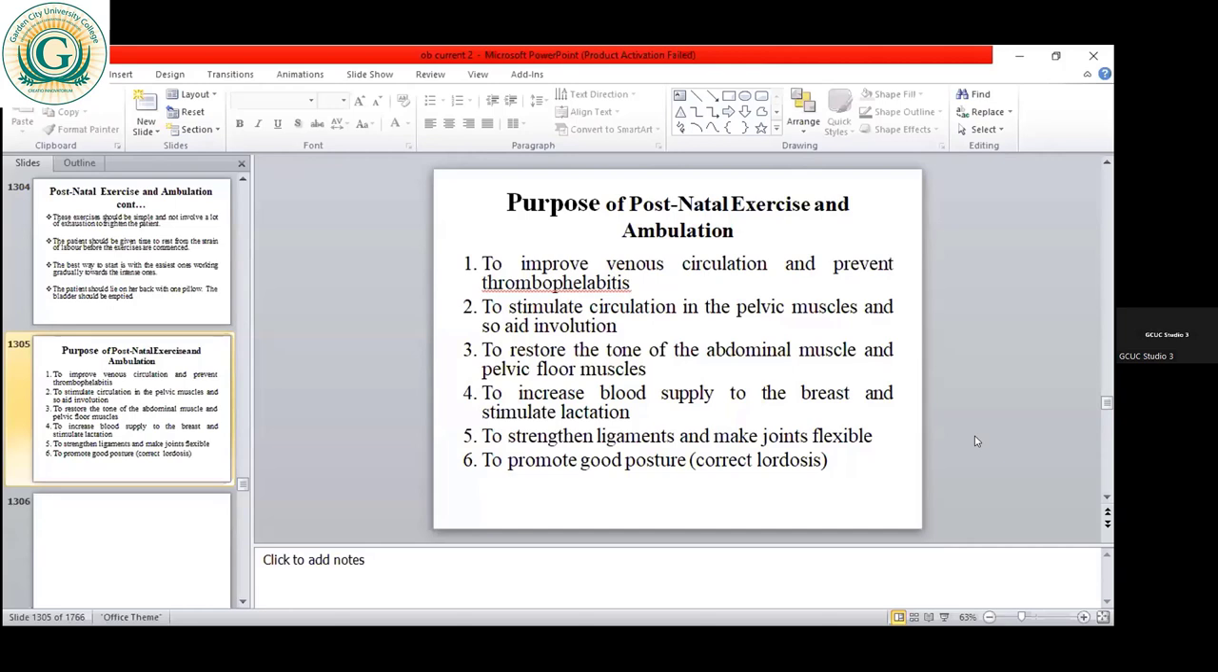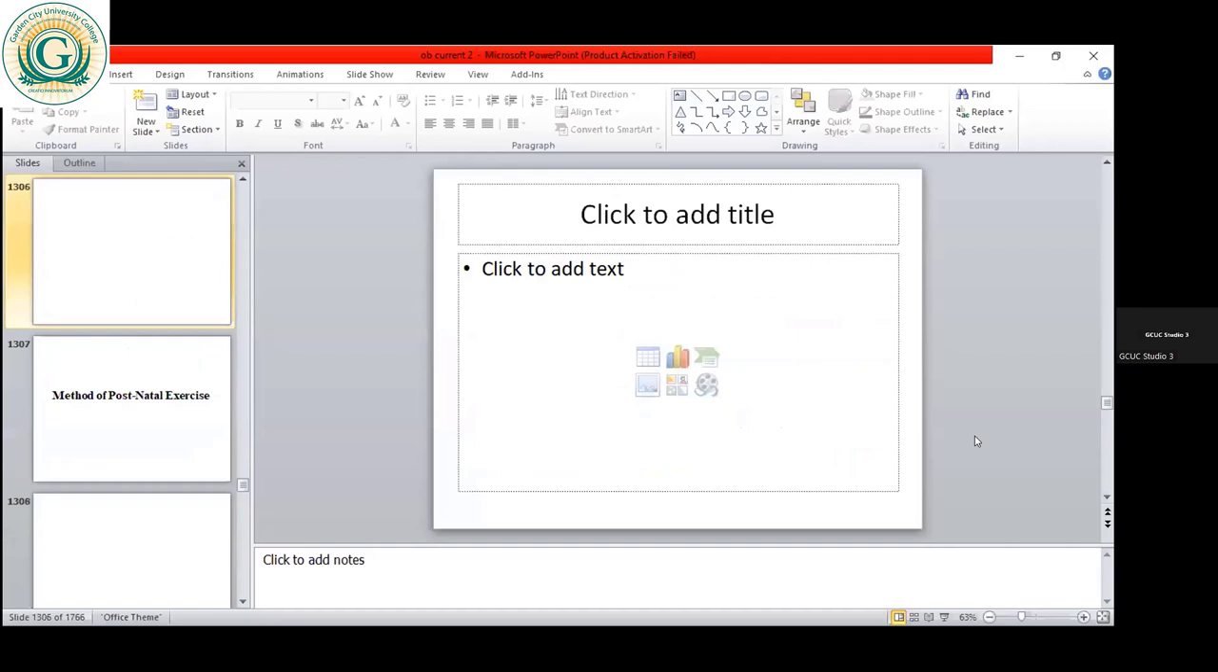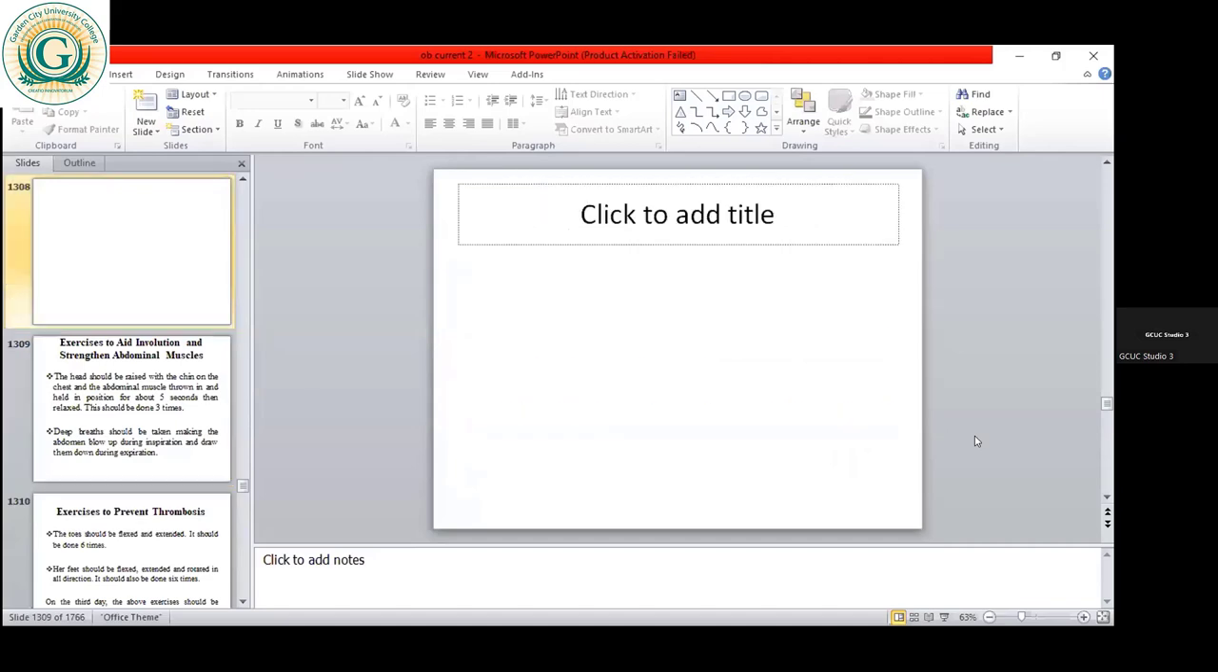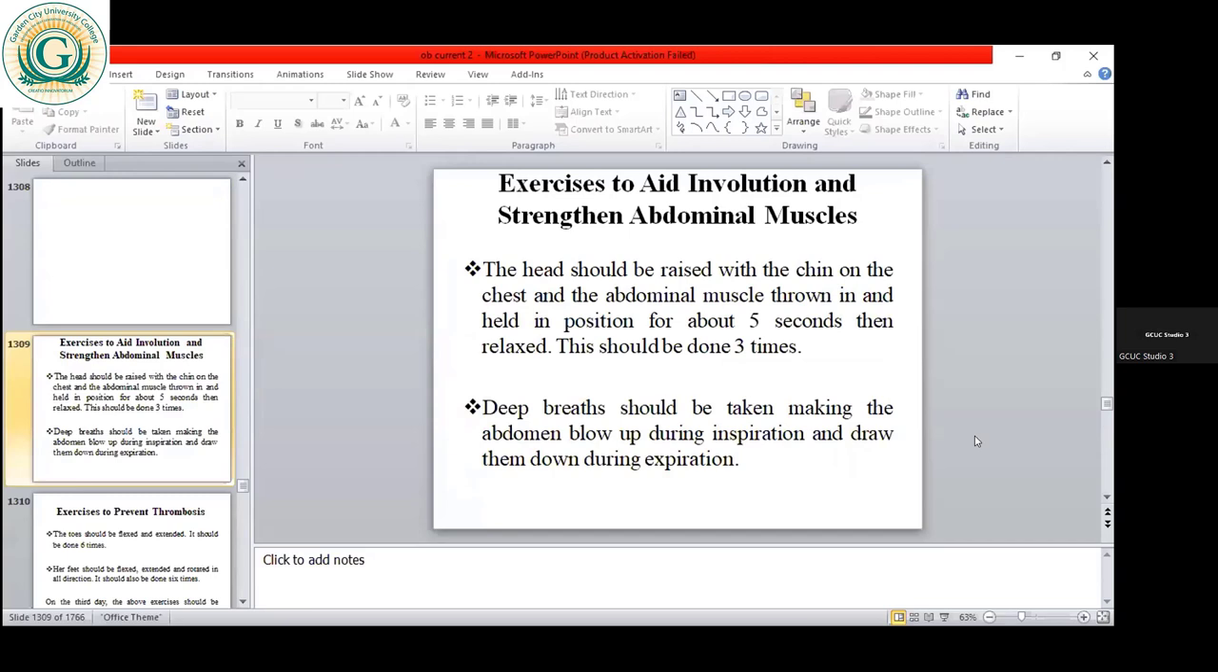Sometimes when the mothers deliver, some of them stop delivering because they feel that their shape will change. So we do this exercise for them. We call them the postnatal exercises. So, the method of exercises: we have given you what we aim at when we are exercising postnatal women.